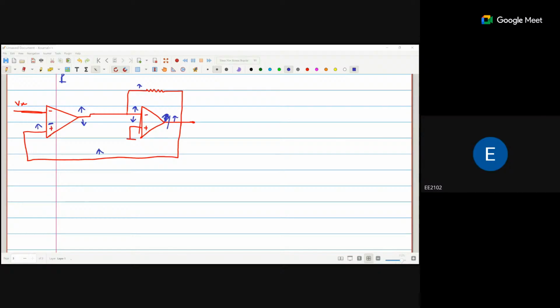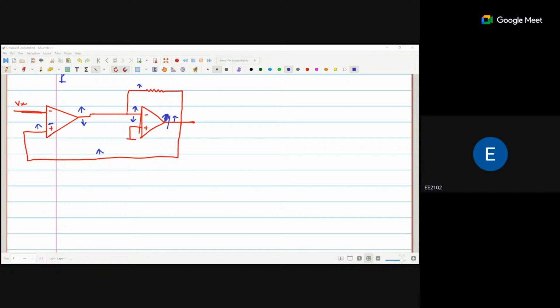Are more questions required for understanding this concept, or is that fine? Yes, you require more questions. Okay, fine.